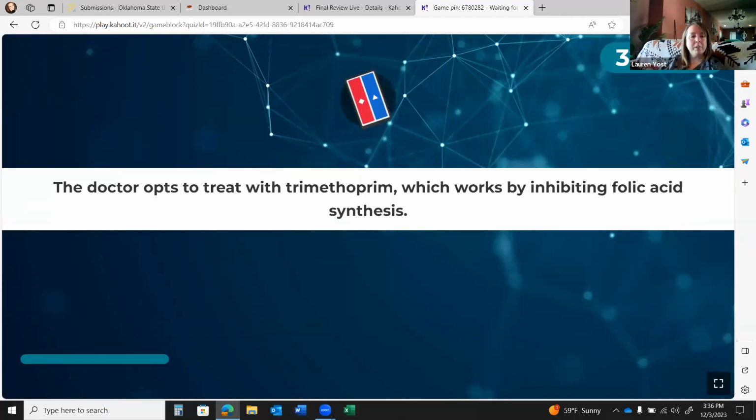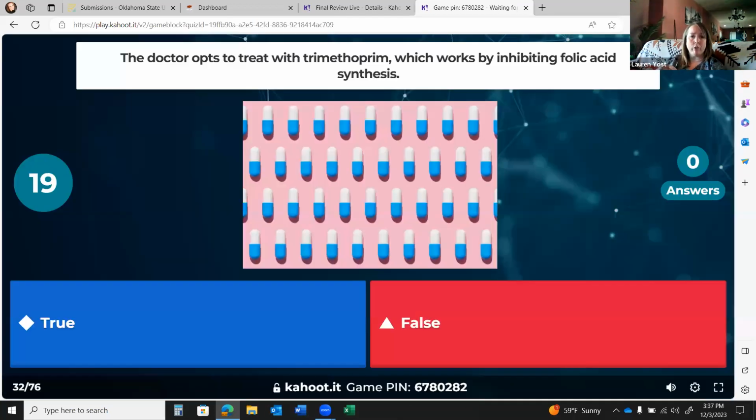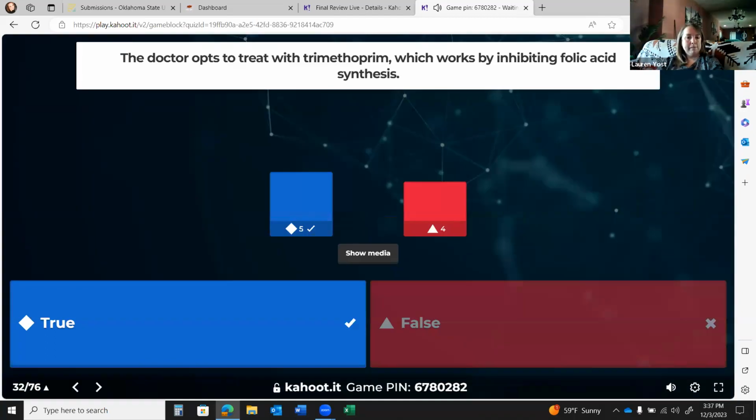So the doctor opts to treat with trimethoprim, which works by inhibiting folic acid synthesis. Is that true or false? Basically, how does trimethoprim work? All right, so this is in fact going to affect folic acid synthesis.